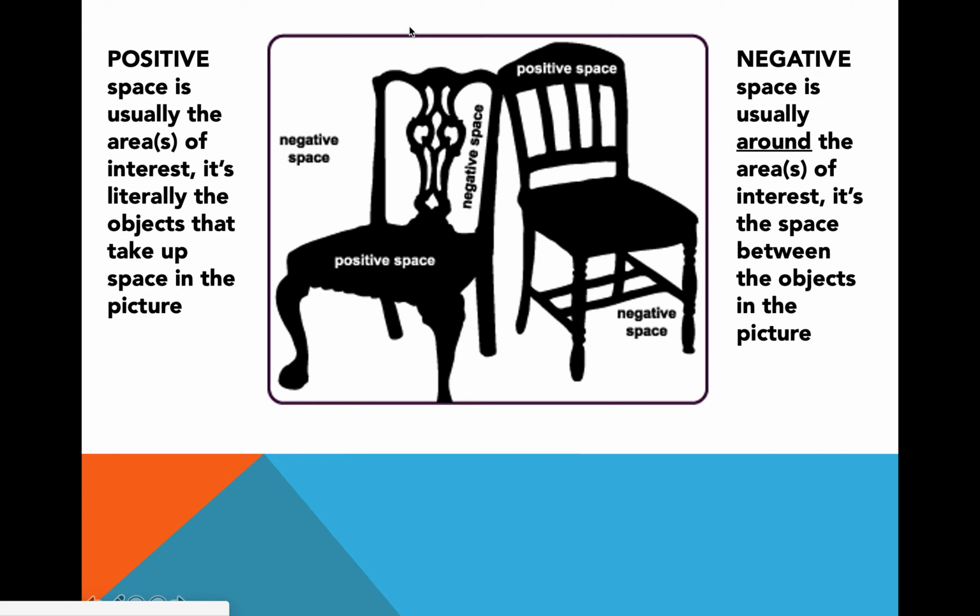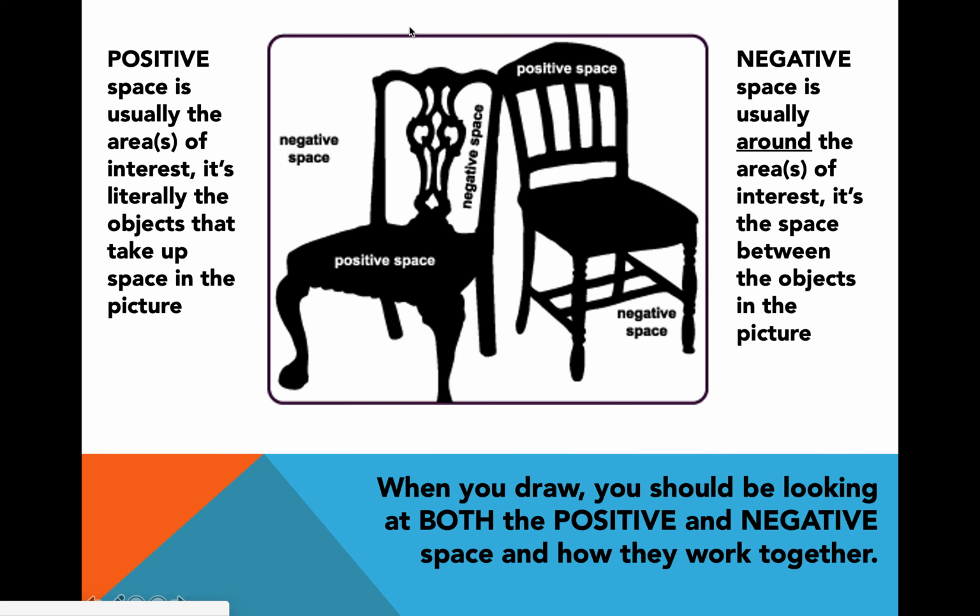For example, if you were drawing the chair in this image on the right-hand side, you might originally decide to start looking at the positive space by outlining the chair, perhaps. Another way you could consider starting to draw this chair might be drawing those white rectangles in the back and focusing on those instead. When you draw, you want to be looking at both the positive and the negative spaces and how they work together.